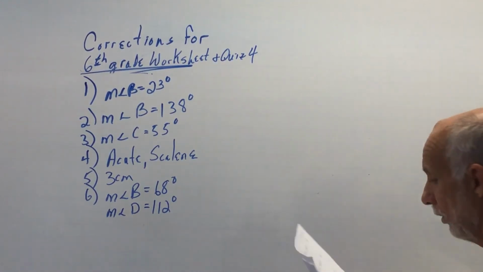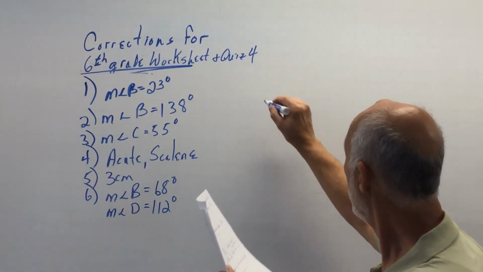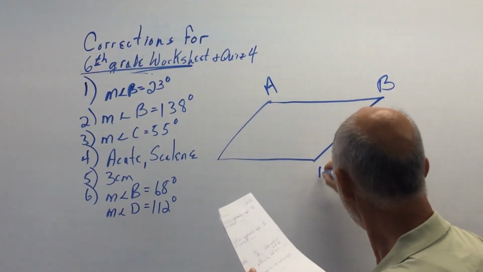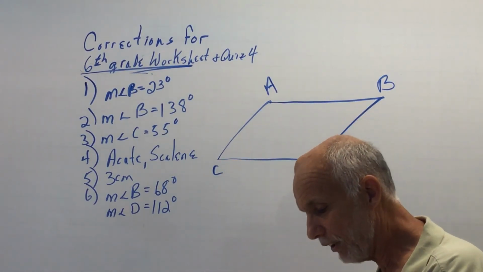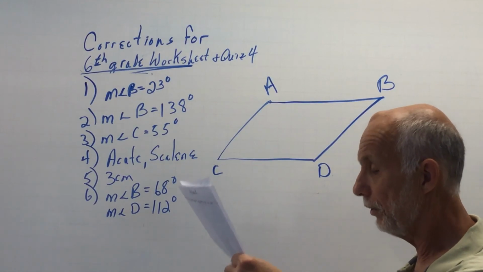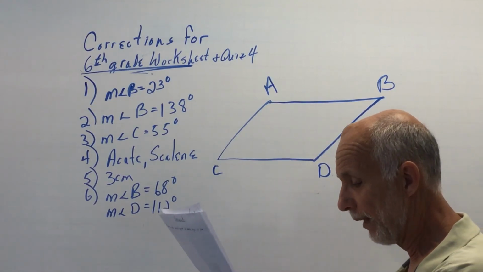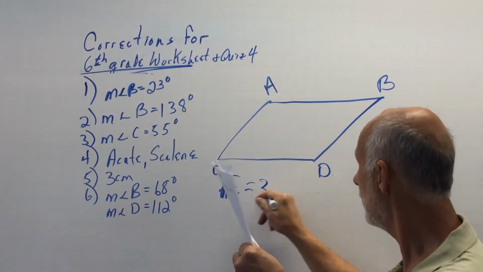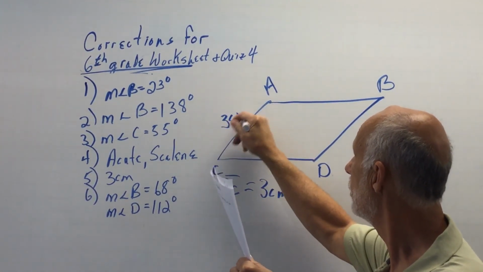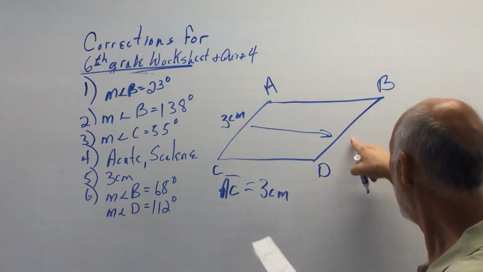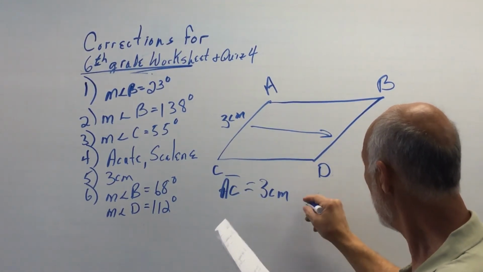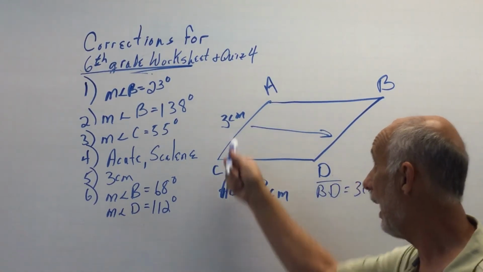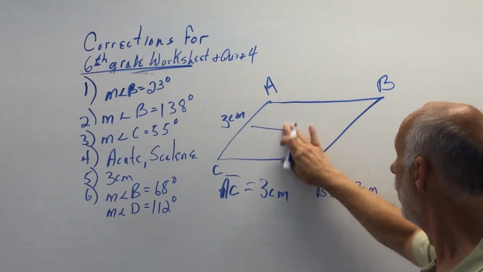We have another one that looks a lot like the worksheet, except I changed the letters around a little bit. Still A, B, but then I put D here and C there. Doesn't change it much, but it does change a little bit if you were just trying to go with exactly the same thing. But anyway, number 5 says line segment AC equals 3 centimeters, and it asks you to find the opposite side. And the opposite side would be this one, so that means that line segment BD has to equal 3 centimeters, because opposite sides of a parallelogram are congruent.